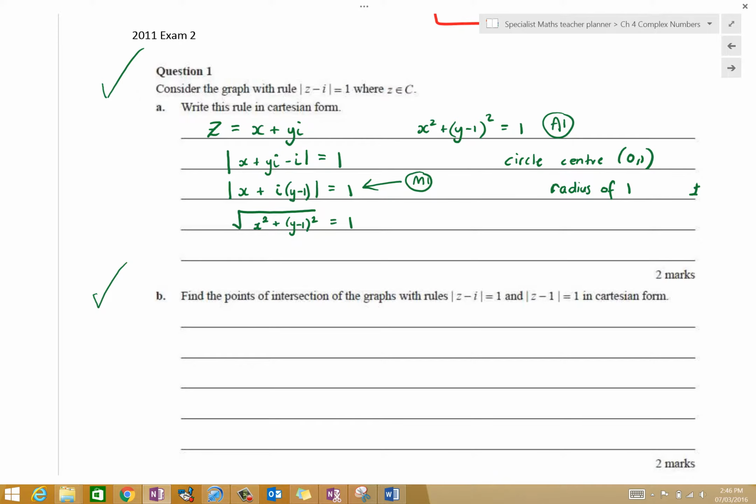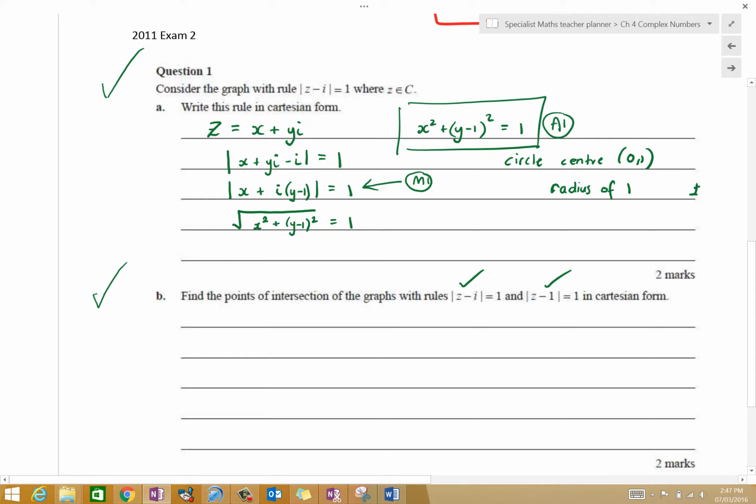So it says here, find the points of intersection of the graphs with the rules this and this in Cartesian form. The points of intersection. Okay, so I have that as 1. What about the other one? Now remember that we have a CAS calculator, but there has to be some method mark associated with this. So we've already done this one. Let's have a go at this one.